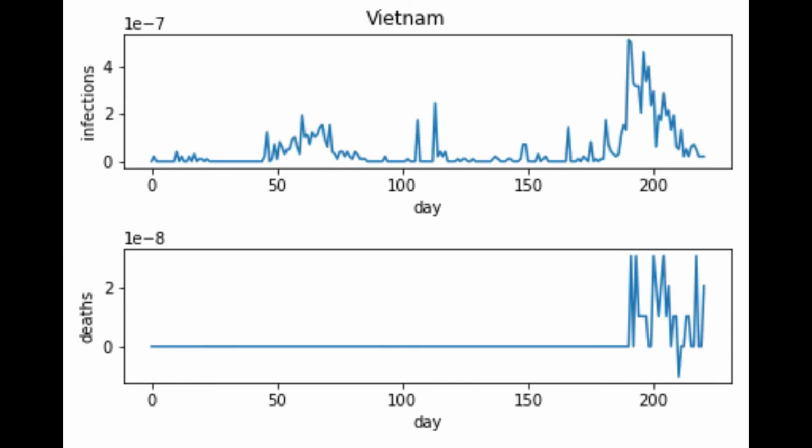Okay, let's take a look at some more time series. This is the data set of Vietnam. And you see also something suspicious going on there. Somewhere behind day 200, there is obviously a day with a negative amount of dead people.